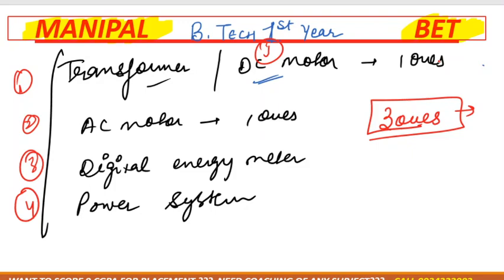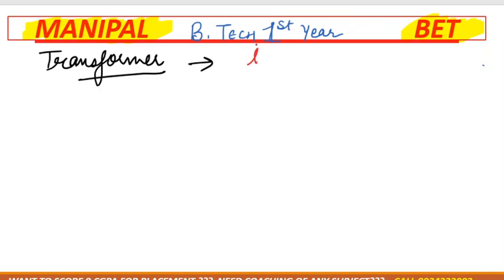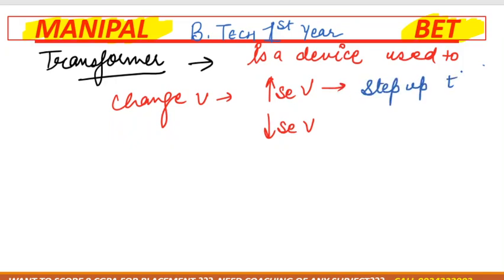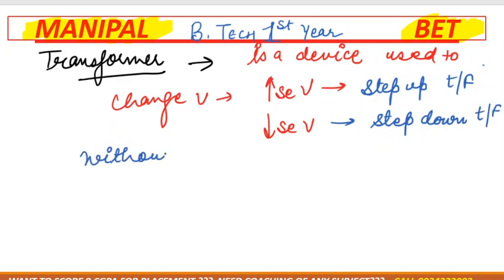Maximum students leave this module or don't do it properly, but you don't need to do it that way. See, basically the transformer is a device which is used to change voltage. Either we can increase voltage or we can decrease voltage. If we increase voltage, then that transformer is known as a step up transformer. If we decrease voltage, then that transformer is a step down transformer. But there is one condition, that is without change in frequency.